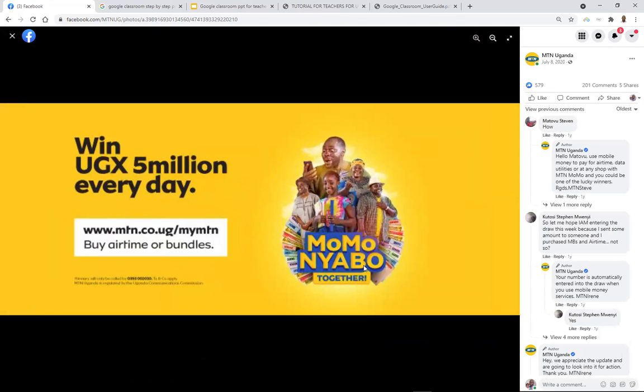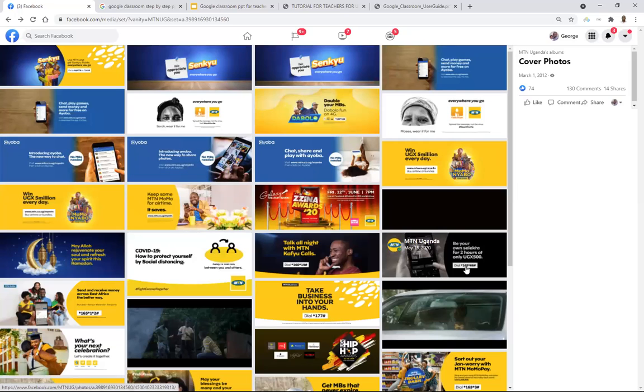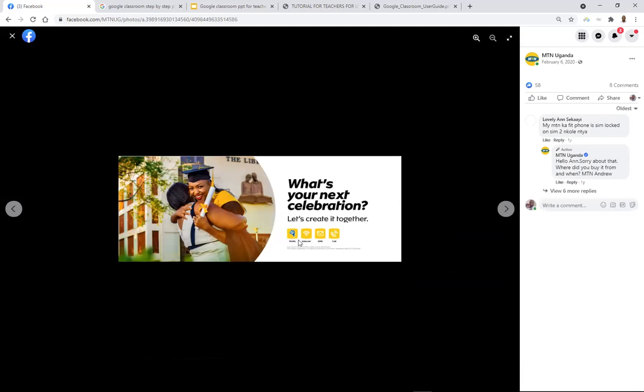You see how simple it is? It's about winning 5 million every day. And somebody qualifies to win by simply buying airtime or data bundles. And that is a Momonyabo promotion. You see how simple it is? Try to look at this one. What is your next celebration? Let's create it.